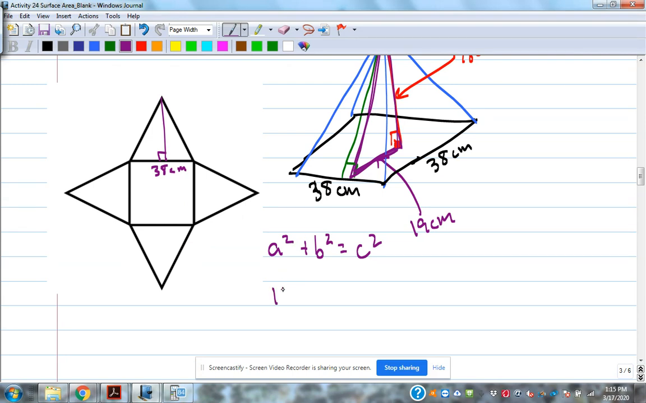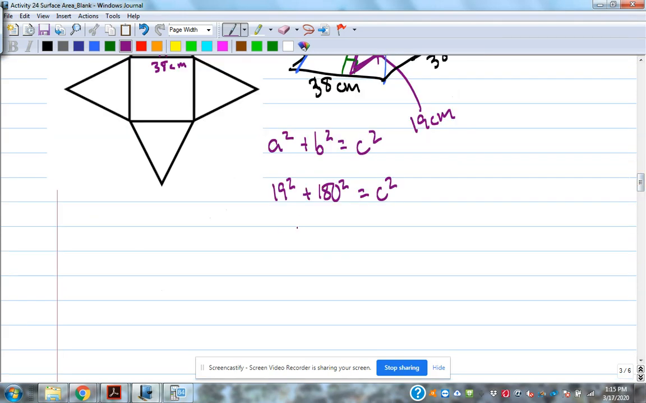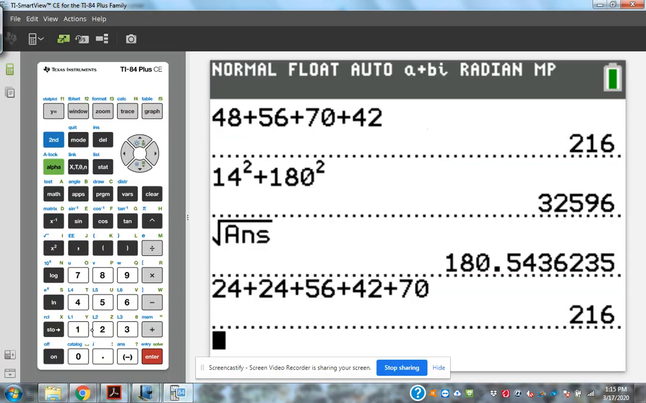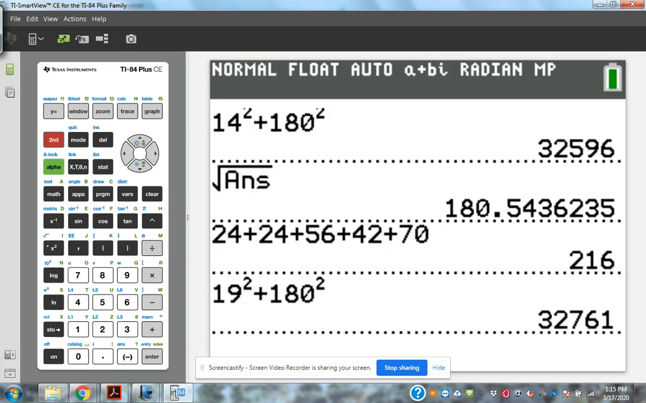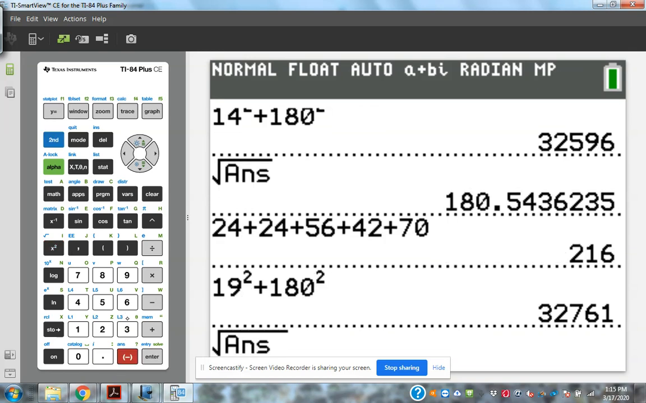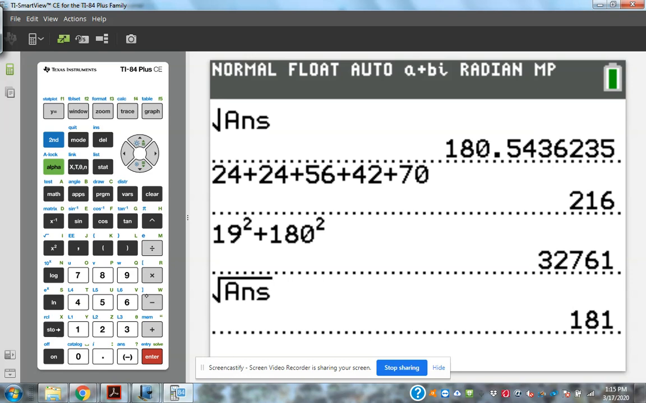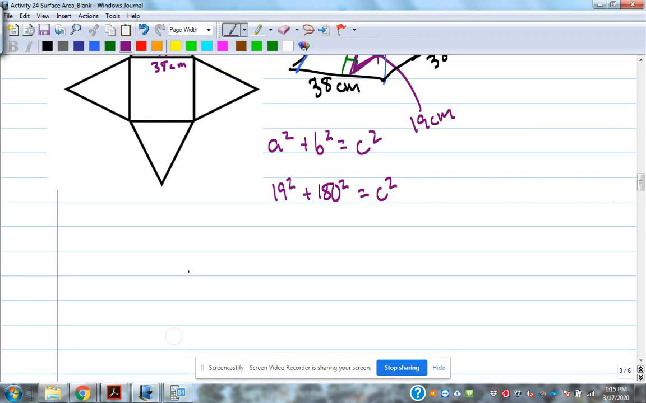So we got 19 squared plus 180 squared is equal to c squared, and that's going to get us the slant height. So on the calculator, I'm going to do 19 squared plus 180 squared, and then I'm taking the square root of that answer. It's 181. So it's real close to the same, but not quite. So the slant height, this is our slant.